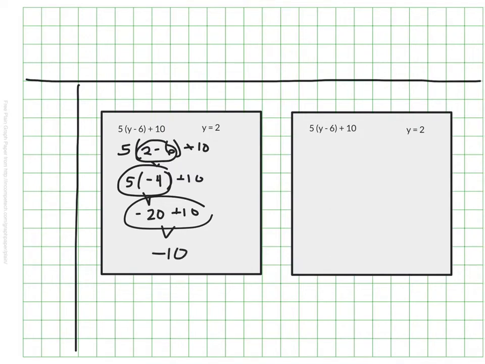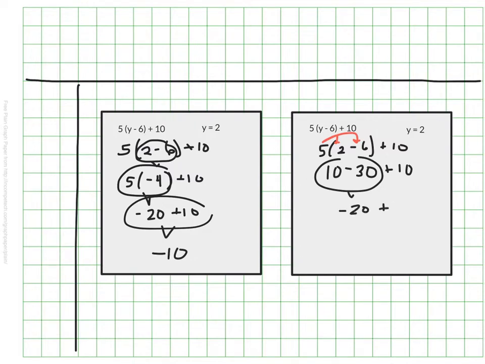On the other side, we can distribute the 5 first. So I can say that it's 5 and then parentheses 2 minus 6 as we did before, but I could distribute this 5 out to my parentheses. So I could get 10 here, and then I could get minus 30, and of course outside the parentheses we still have our plus 10. And when I go through my order of operations, I still end up with negative 20 plus 10, and so I still end up with negative 10.